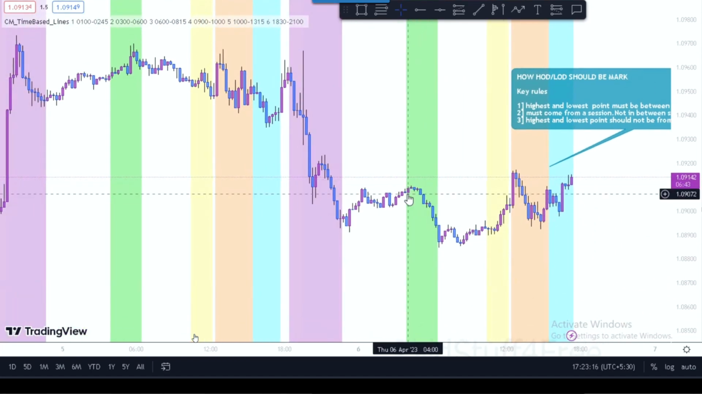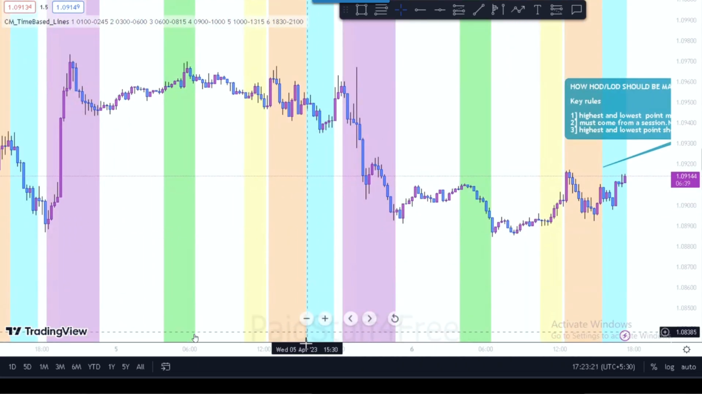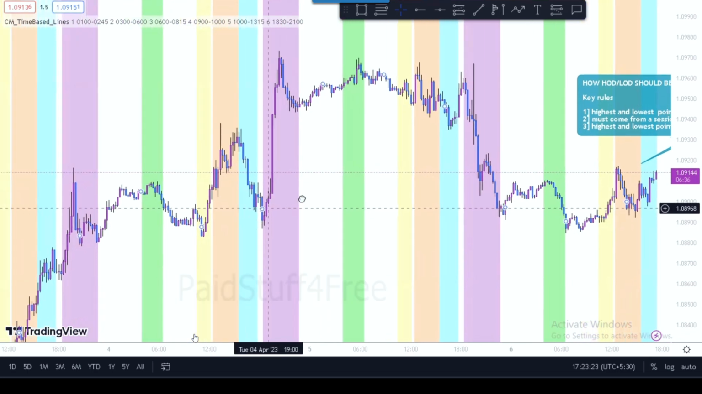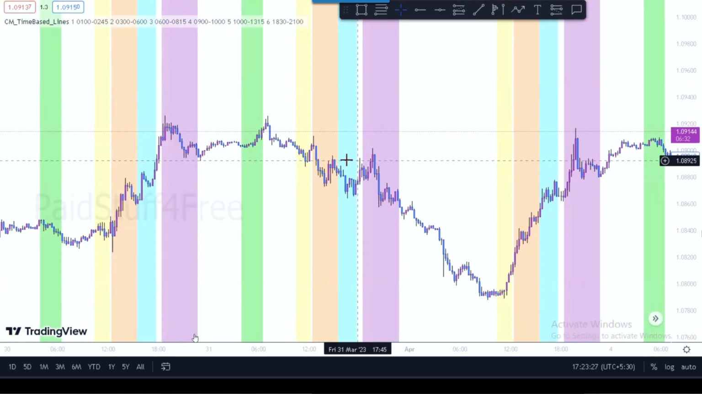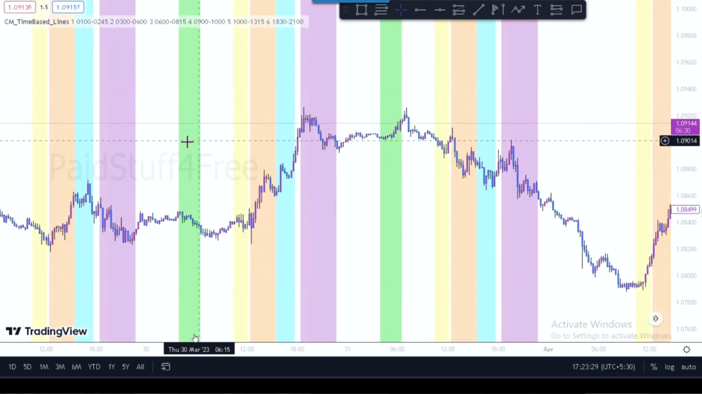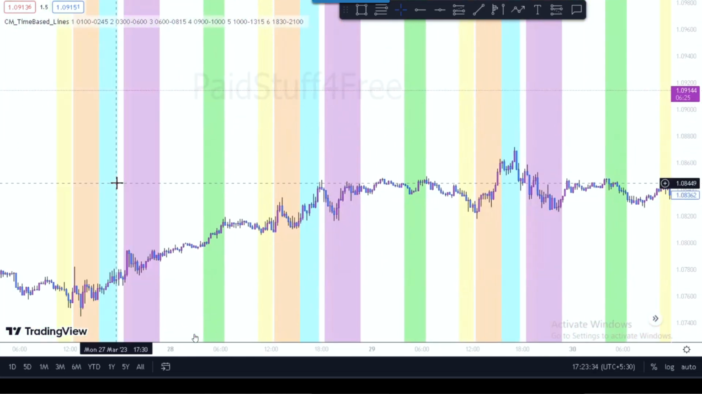So if we are trading on Thursday, we will mark our highs and lows from Wednesday and Tuesday. And if we are trading on Monday, we'll mark our highs and lows from Friday and Thursday. And if we are trading on Wednesday, we'll mark our highs and lows from Tuesday and Monday.